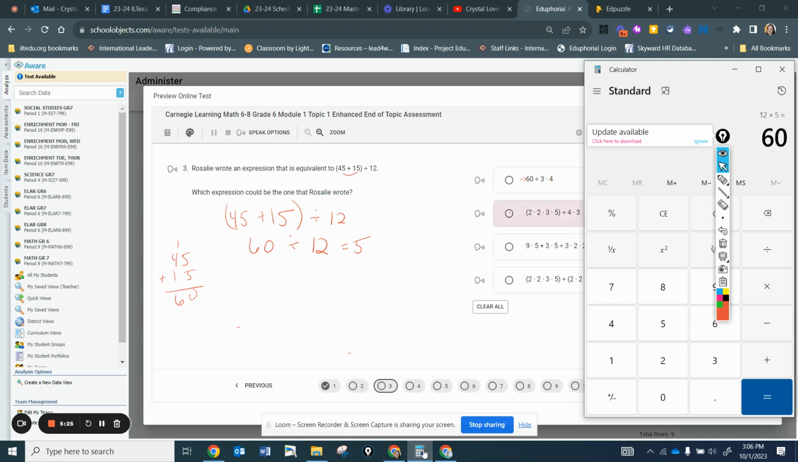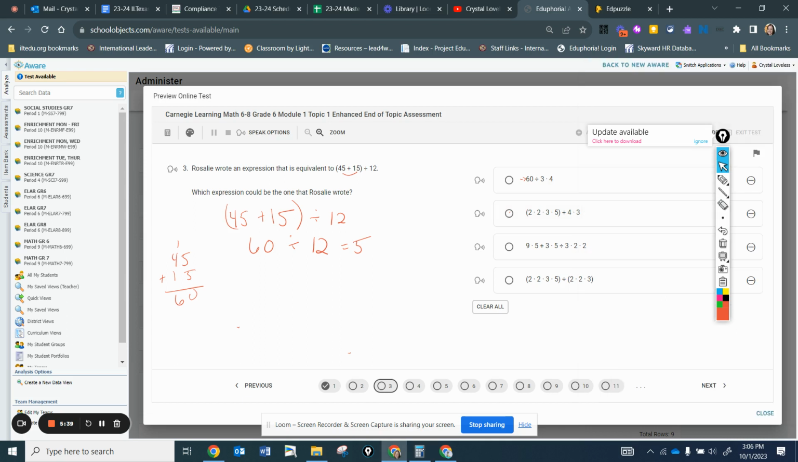Now I see that divide by 4 can come next because division and multiplication come at the same time in order of operations. So I'm going to do divide by 4 and then times 3. And I end up with 45. Well, again, 45 is not the correct answer because we're trying to find 5.